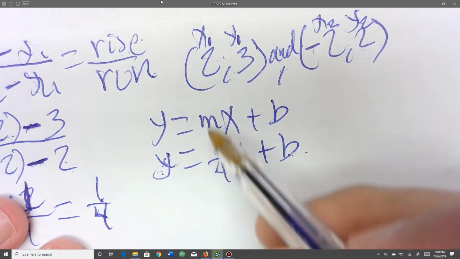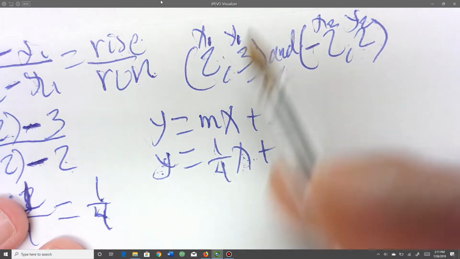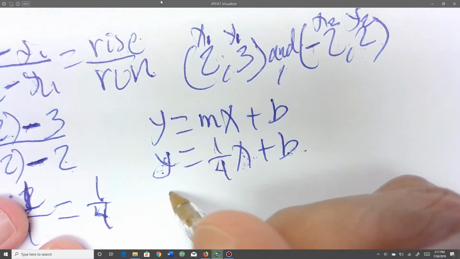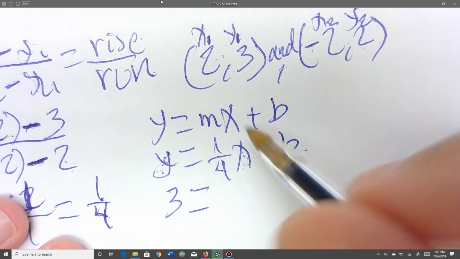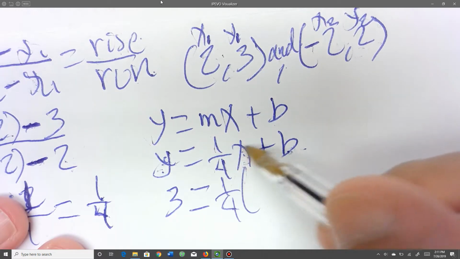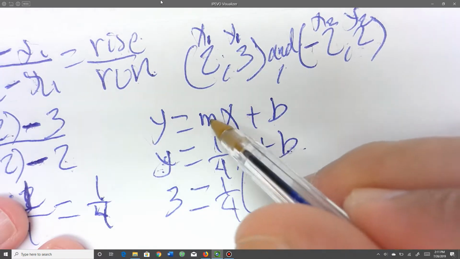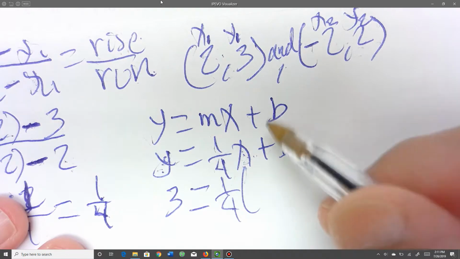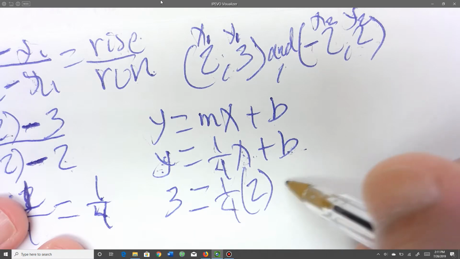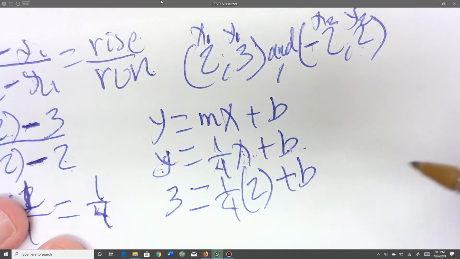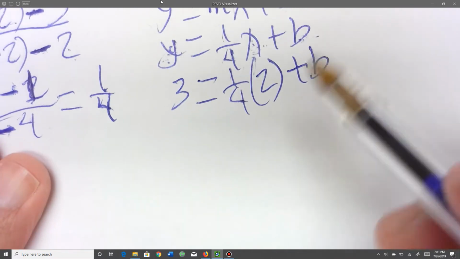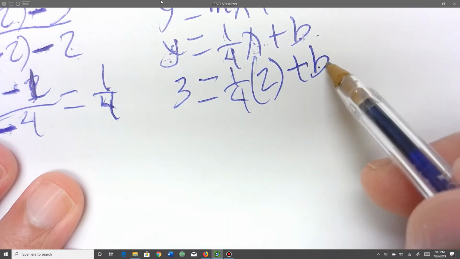Okay, so I'm just gonna choose the first one here, and the value for y is 3. So substitute 3 into the equation there. Rewrite your slope, and remember that this is multiplication between your slope and your x, and your x value is 2. Substitute that in there. Rewrite b, because we're trying to solve for b. Now just follow the order of operations and solve for b.